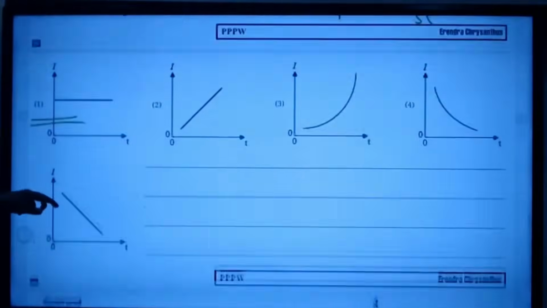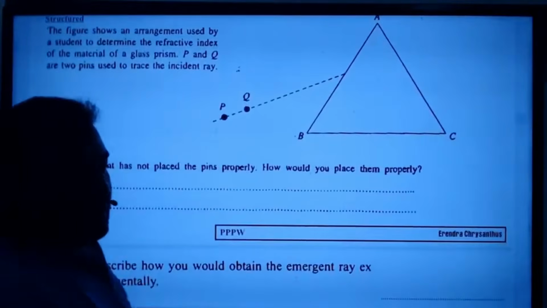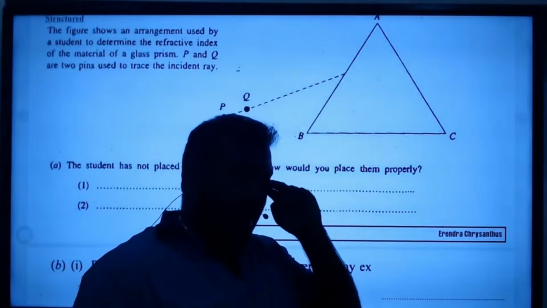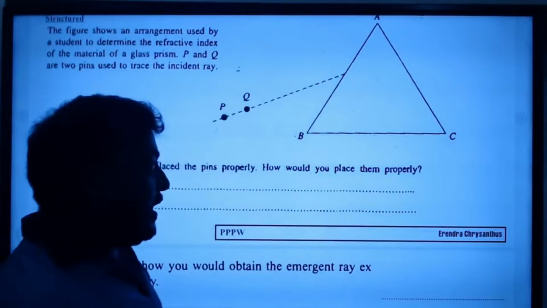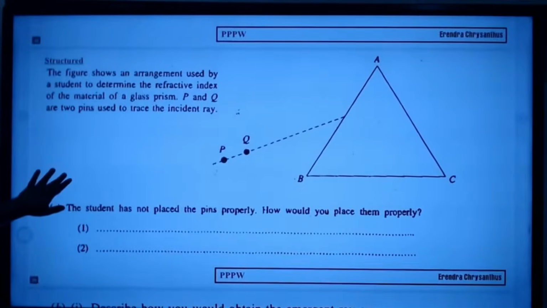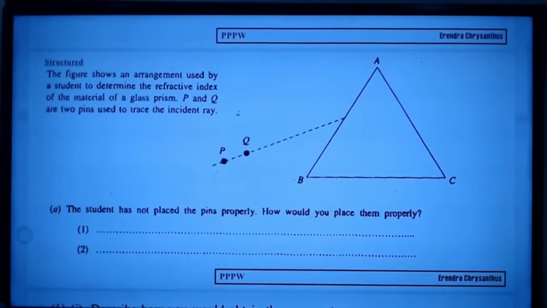So MCQs are over. Now remember, how many MCQs are finished? 180 MCQs are finished. Look at the structured essay quickly. Read the structured essay.